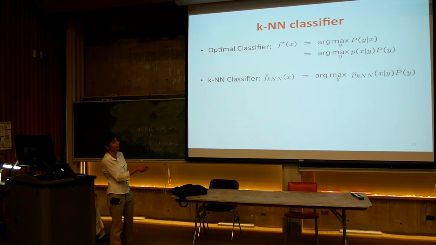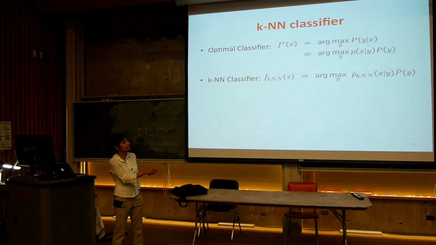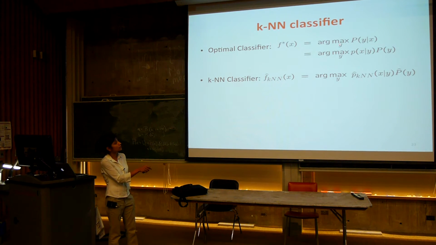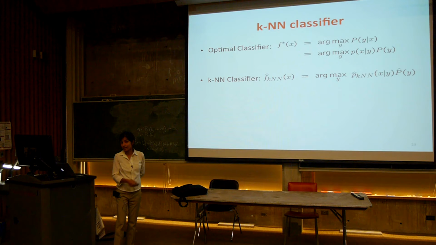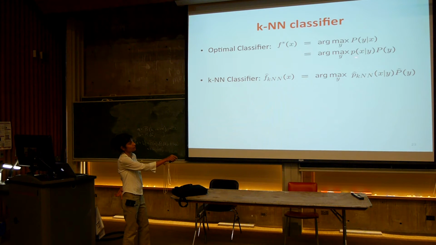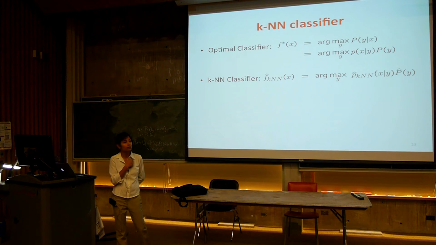Well, here's the optimal classifier, if you remember. The best classifier is simply given as outputting the label which has the largest probability given x, right? Or we can write it using Bayes rule as the class conditional density times the class prior, right? And let's plug in our KNN density estimate for the class conditional density. Right, we can do that.